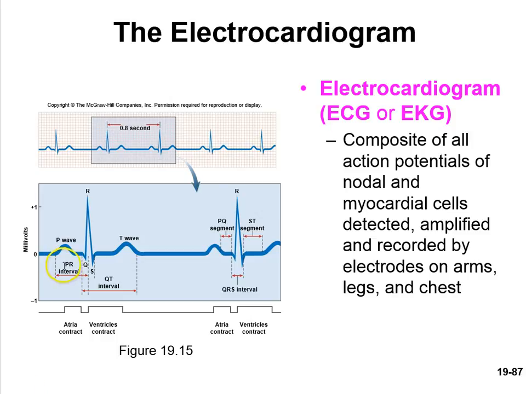So again, in summary, the P wave is depolarization of the atria. The QRS here is depolarization of the ventricles. And the T wave is repolarization of the ventricles. We can see also between here and here is where the atria contract, and here to here where the ventricles have contracted.